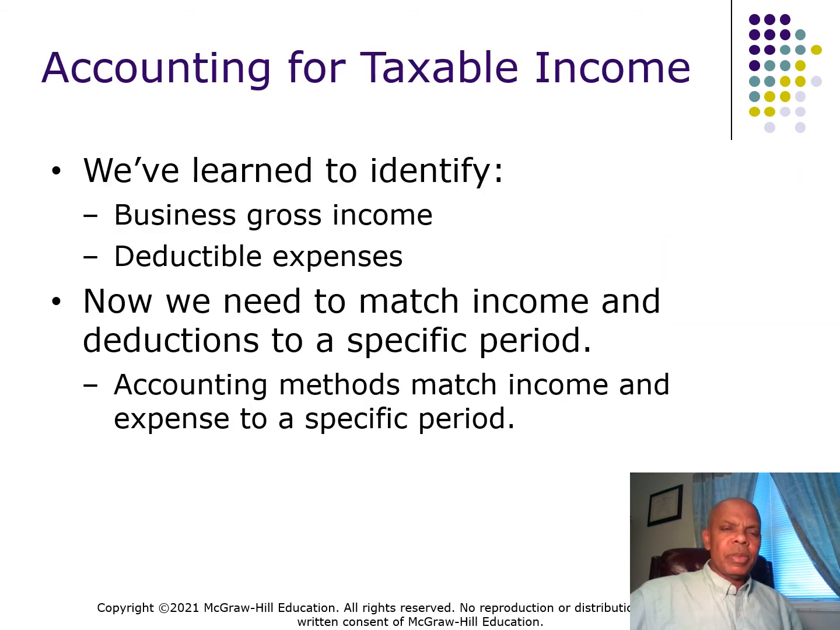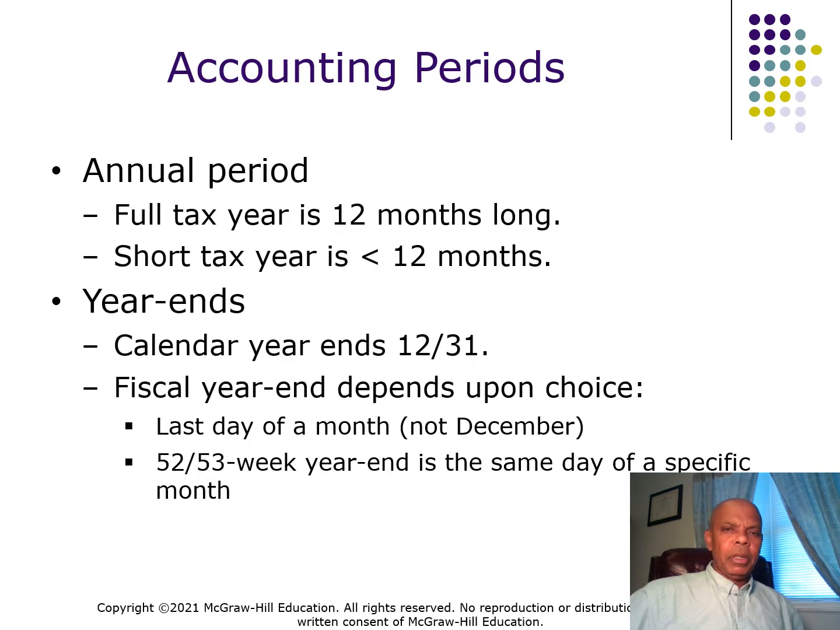Okay, accounting for taxable income. We know what a business's gross income is, whatever revenue you make. We learned about deductible expenses: all expenses directly related to the business, or allocable to a certain amount. Now we need to match the income and deductions to a specific period. Accounting period, accounting method: match income and expense to a specific period.